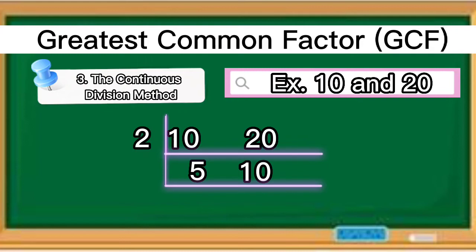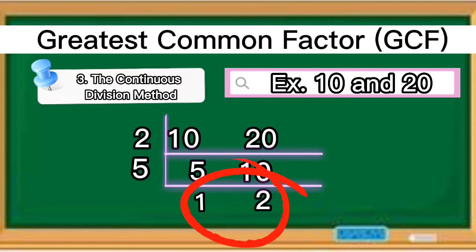Can we still divide it? Yes, we can divide it by 5. 5 divided by 5 is 1. 10 divided by 5 is 2. Now, can we still divide this portion? No, because 1 is already in the lowest form.